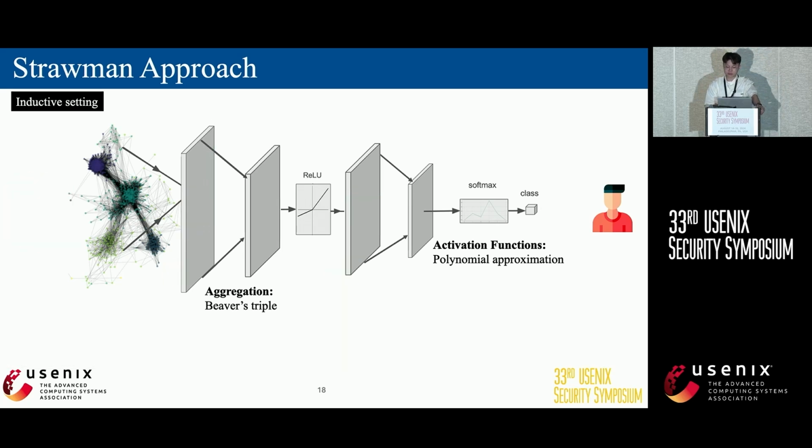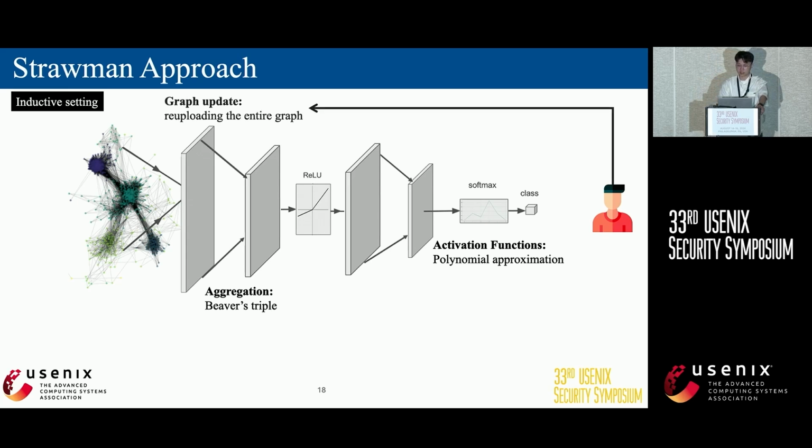So now we have the final form of the strawman approach. The client can update the graph by simply re-uploading the entire graph to the model for inference. The access pattern is now protected. We call it oblivious. But a new problem here is that because we are re-uploading the entire graph, the computation and communication is significant.